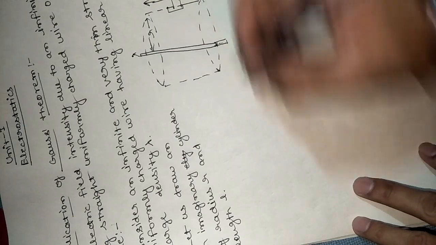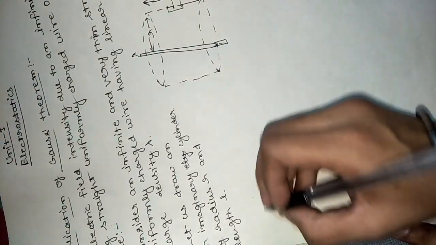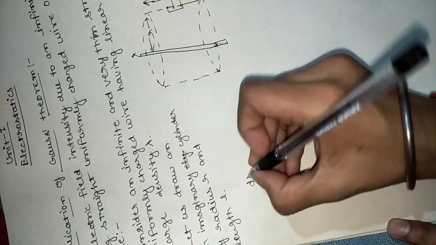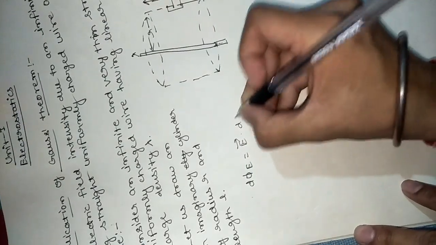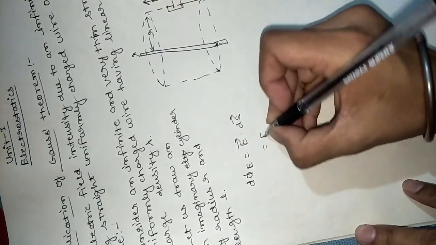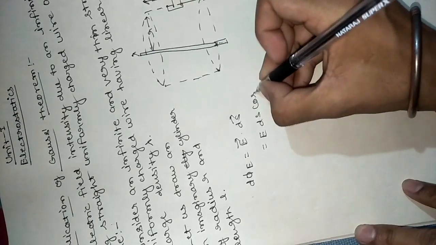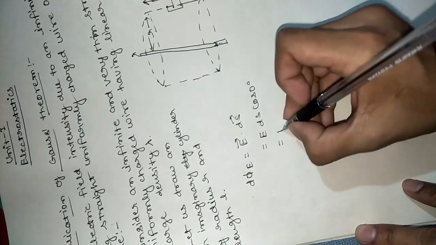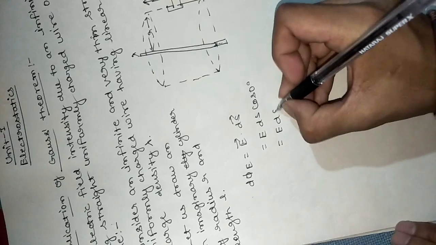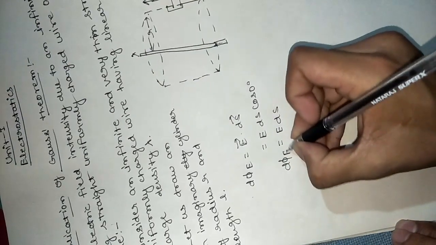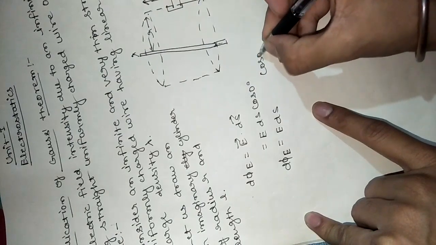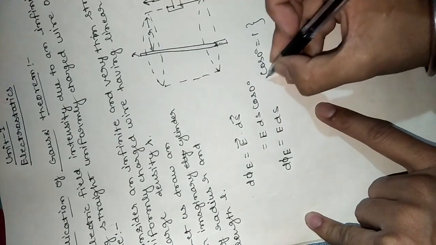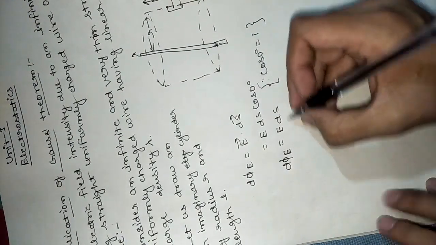The total number of electric field lines, the small flux d phi E, is written as E dot dS. It can be written as E dS cos 0 degree. So the small flux d phi E is E dS, because cos 0 is equal to 1, as we know. This is equation number 1.